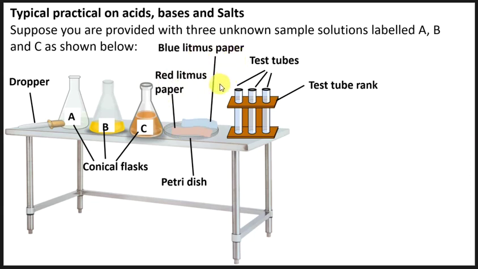Now let's look at the typical procedure that you must undergo to do this practical lesson in chemistry. Part A says, using the litmus papers provided, carry out some tests to identify the types of unknown solution provided. You are provided with the litmus paper, then you need to carry out some tests to identify the types of unknown solutions provided.